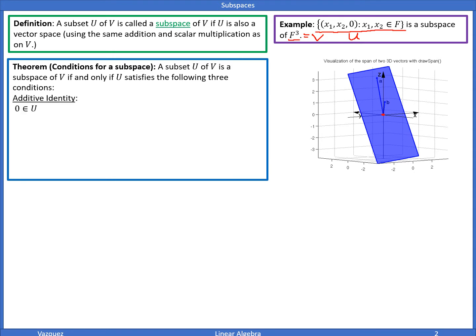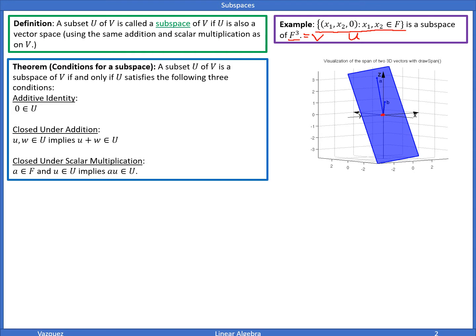First one is, as I just said, 0 is in our subspace. So here I put in red in the picture, 0 has to be in there, our additive identity. The other one is that our elements should be closed under addition. So for every u and w in U, u plus w should also be in U. The third one is closed under scalar multiplication. That means if a is an element of F and u is in U, then the scalar multiplication a times u should also be in U.